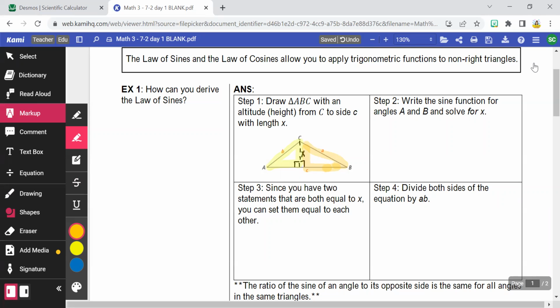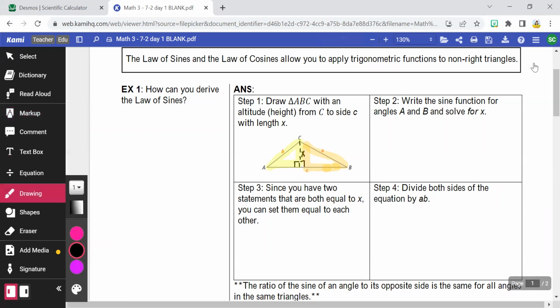I'm going to write the sine function for each angle, A and B, and solve for X. If I think about angle A, if angle A is over here, this would be the opposite side of A. So X would be my opposite side. And if I think about the right triangle, B would be my hypotenuse. Then this piece of C would be the adjacent side in reference to A. So they want me to write the sine function for angle A and B.